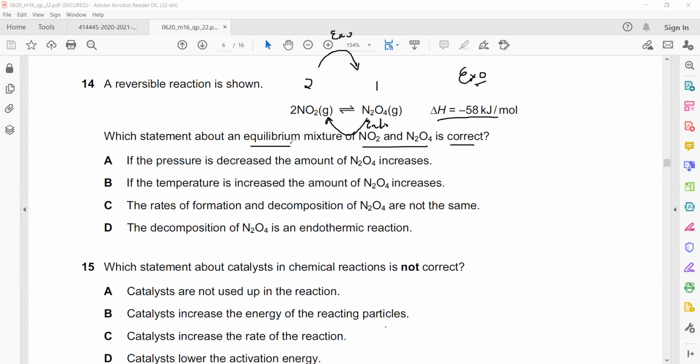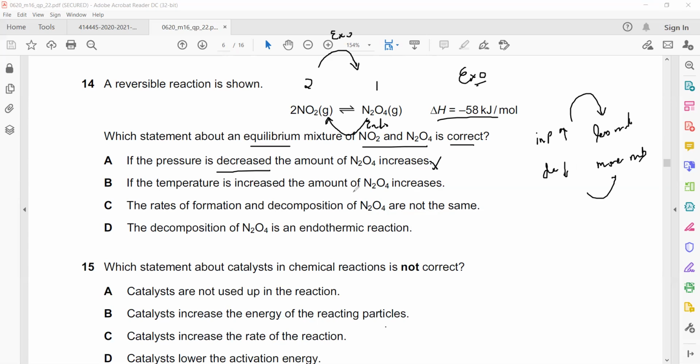Now if we check the statements, if we increase the pressure, the equilibrium will always shift towards the side where the number of moles is less. And if we decrease the pressure, the equilibrium will shift towards the side where the number of moles is more. So it will shift towards the backward side. So the amount of NO2 will increase, but it is written that N2O4 increases, that's wrong.